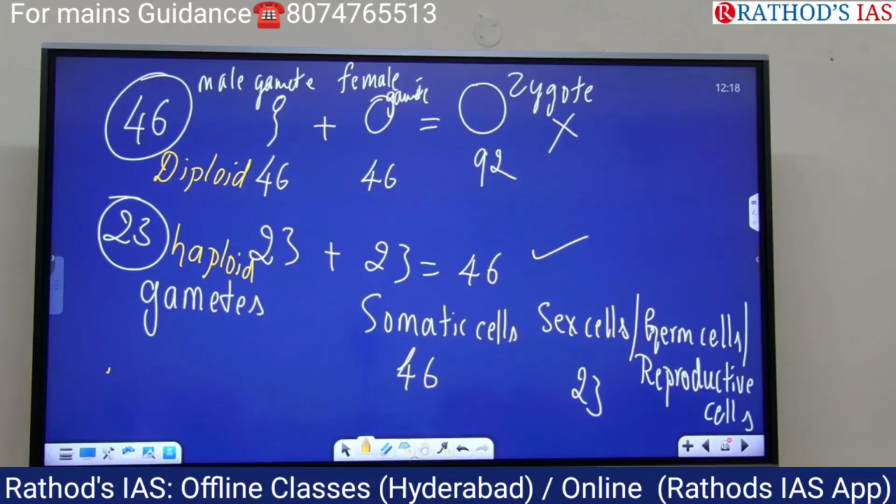In lower plants, we call them Antheridia and Archegonia. Okay, of course, let's not go into detail about that. That's a different thing. Understood? Yes or no?